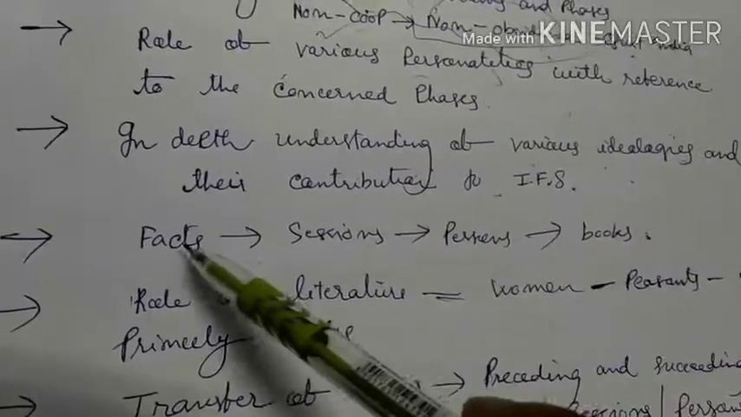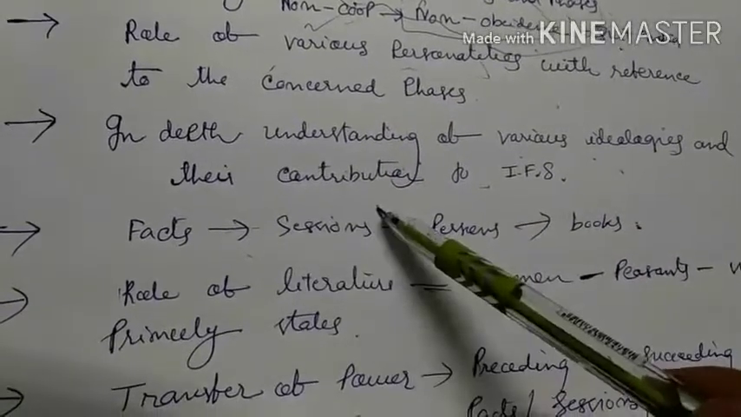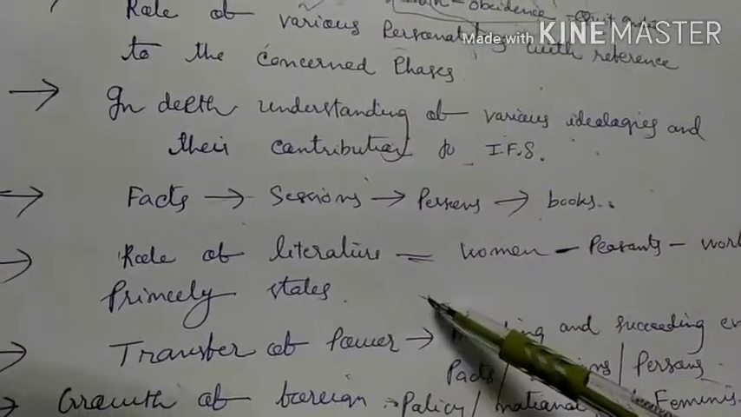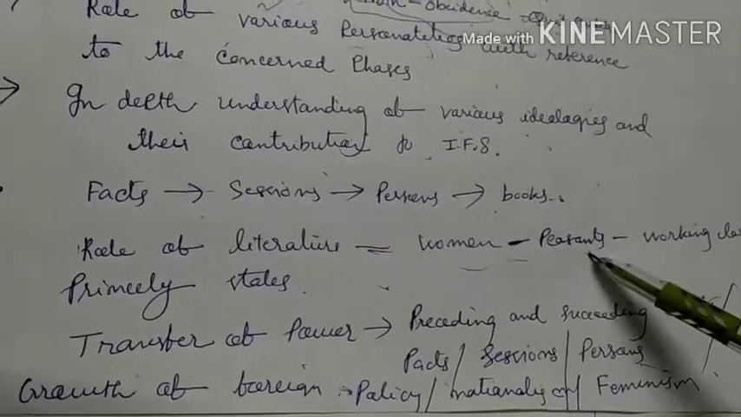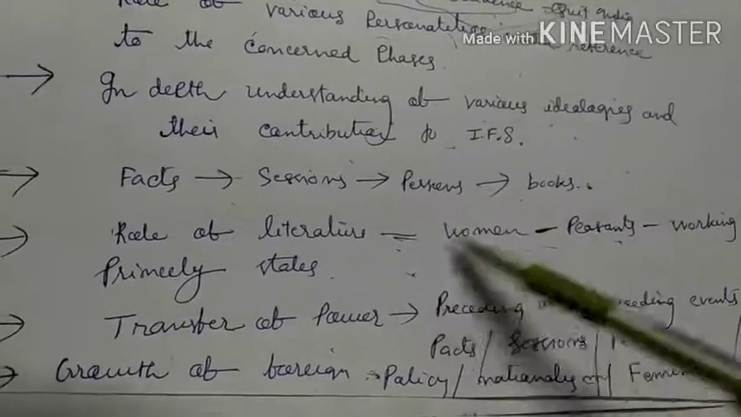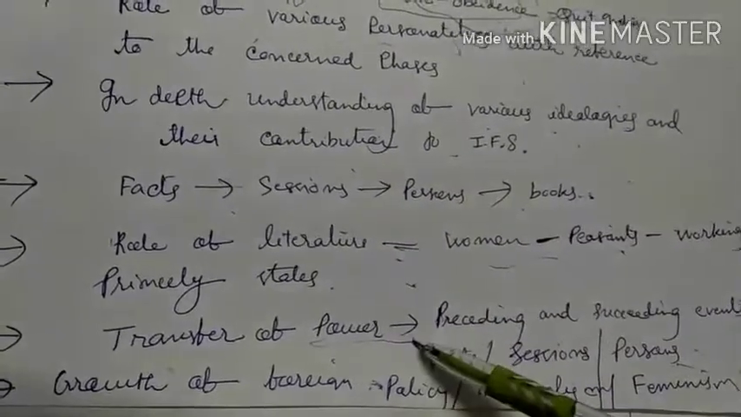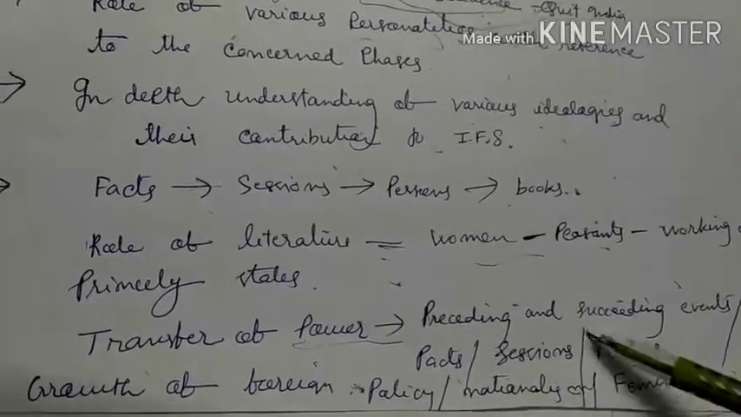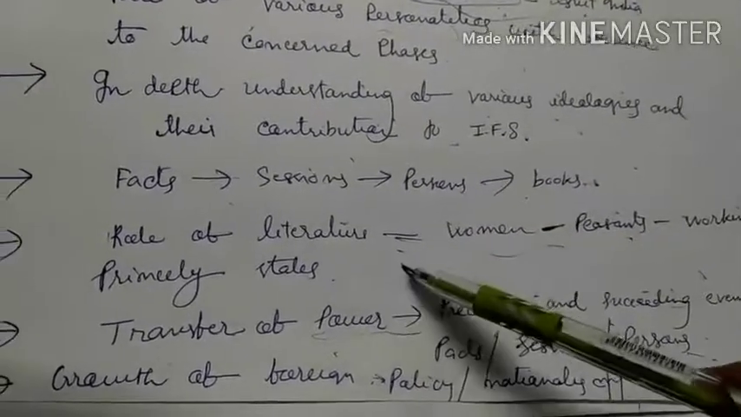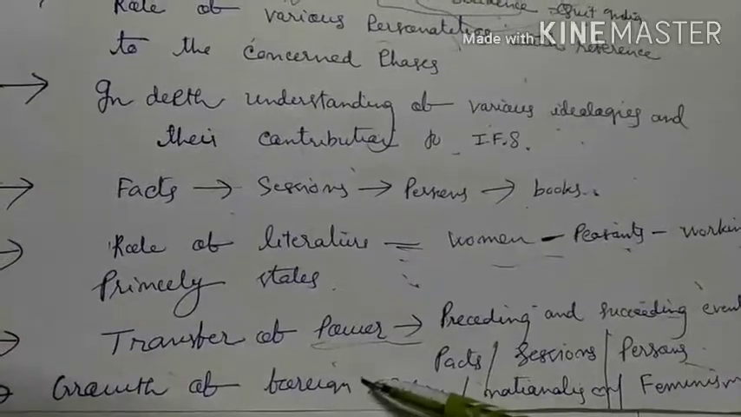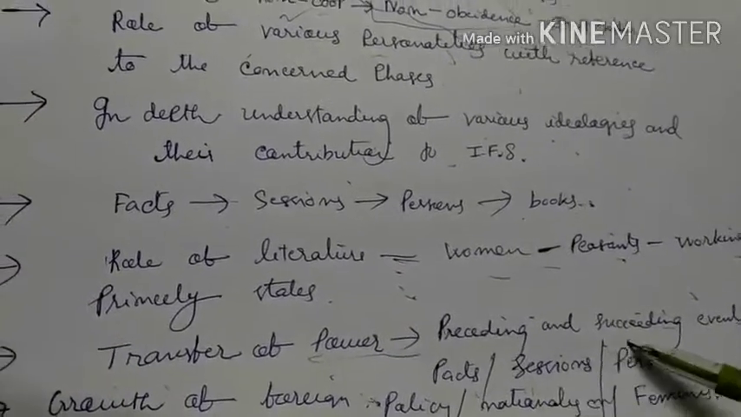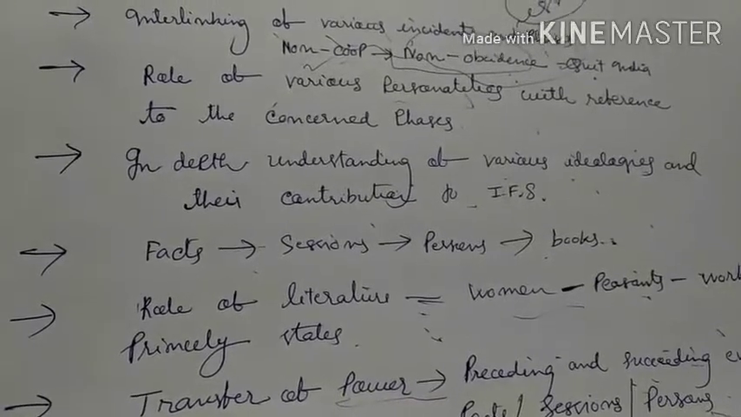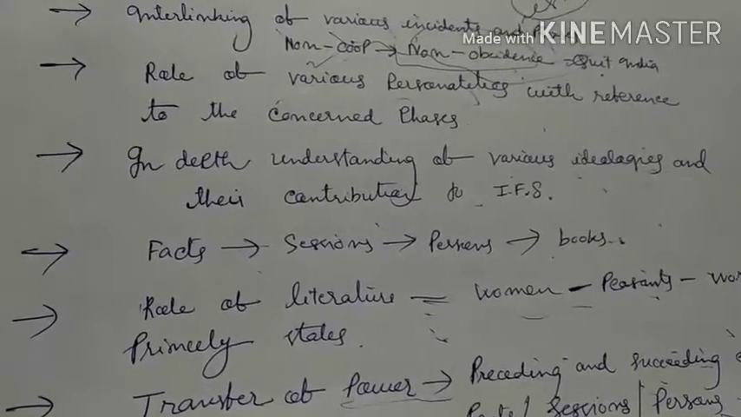In terms of facts, you can consider sessions, persons, books, etc. Role of literature, role of women, role of peasants, working class, princely states in the Indian freedom struggle, transfer of power, preceding and succeeding events, various pacts, sessions, and persons related to transfer of power, growth of foreign policy, nationalism, and feminism in the Indian freedom struggle. These are some of the points which you have to keep in front of you while preparing the topic Indian freedom struggle.